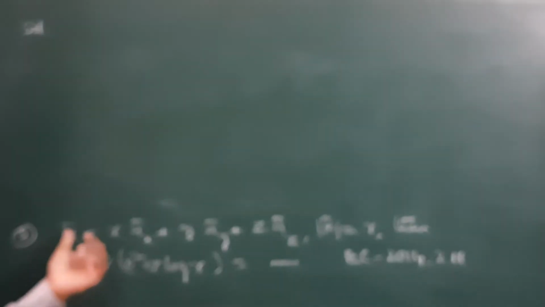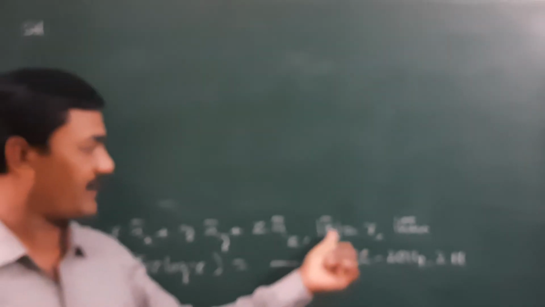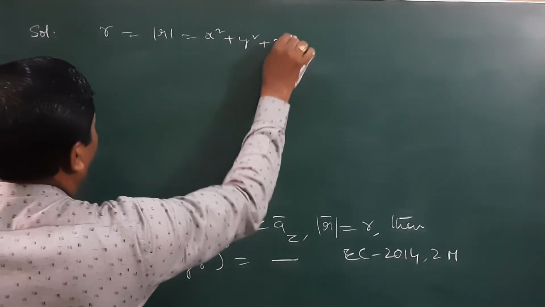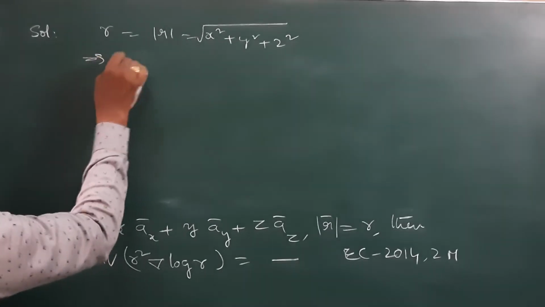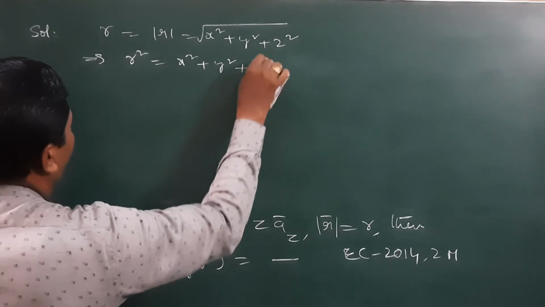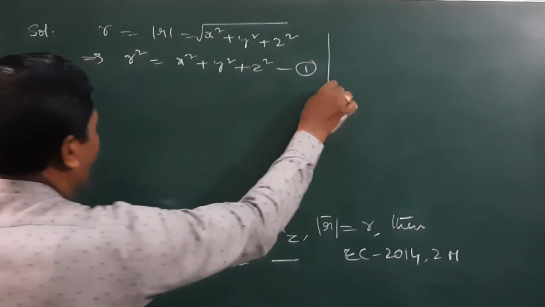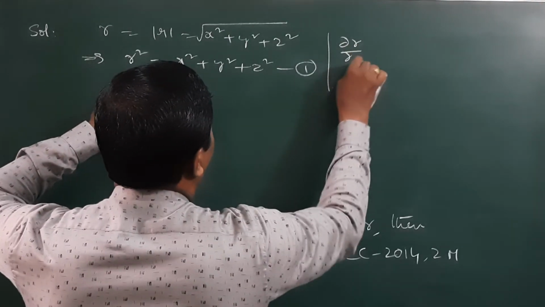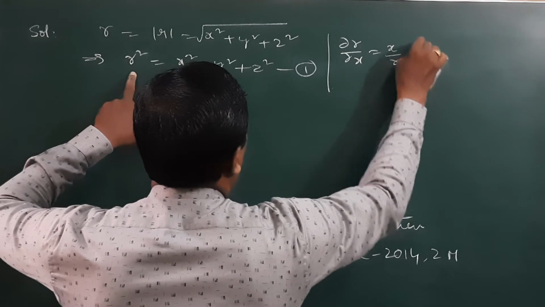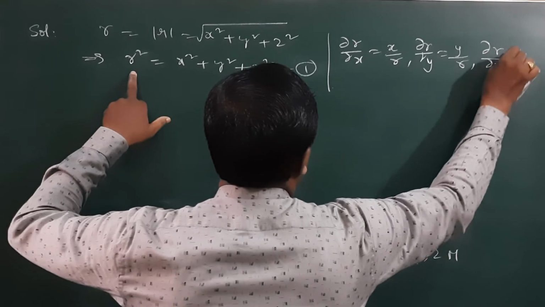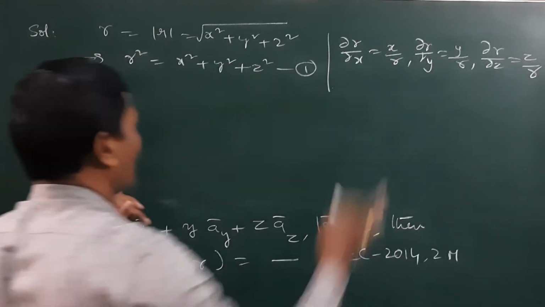So here in this case, r bar is given, which is nothing but a position vector. Simply known as small r, it is equal to the modulus of r bar, which is the square root of x square plus y square plus z square. This implies small r square is equal to x square plus y square plus z square. So partially differentiating with respect to x, y and z, dou r by dou x means x by r, dou r by dou y means y by r, and dou r by dou z means z by r.